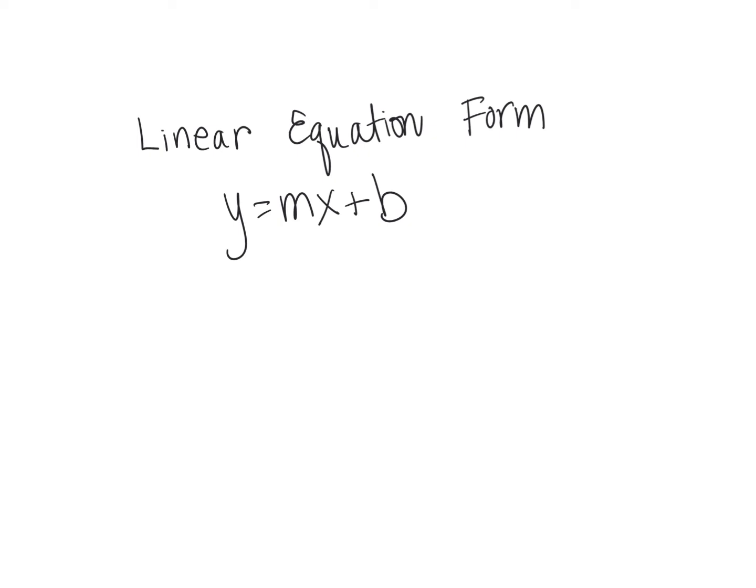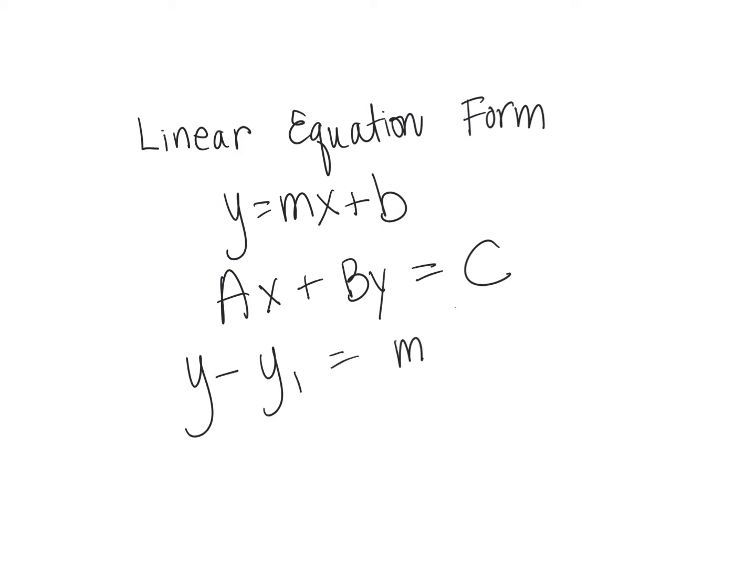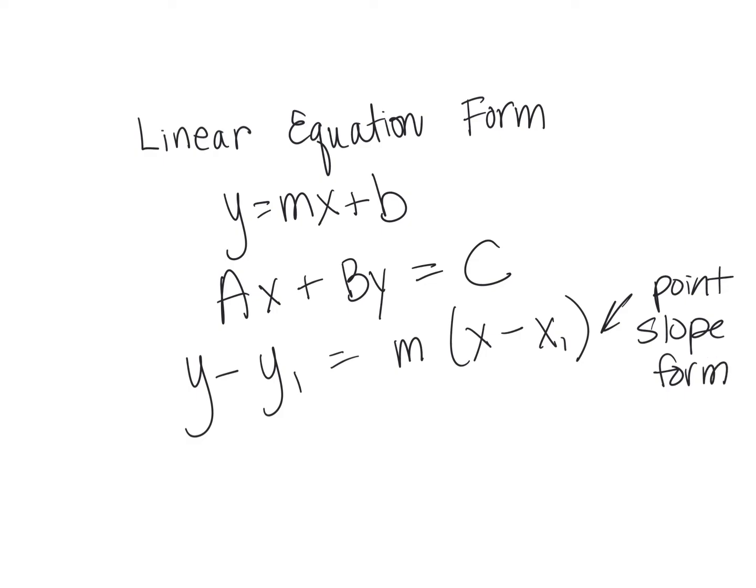So we have that one, and then we also have this one, ax plus by equals c. And then we have this one, y minus some y point equals the slope times x minus some x point. And this is called point slope form. It's a pretty handy little form when you're given 2 points. This is called slope intercept form.